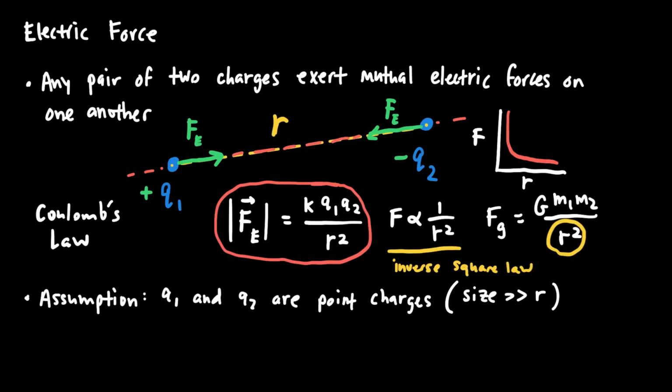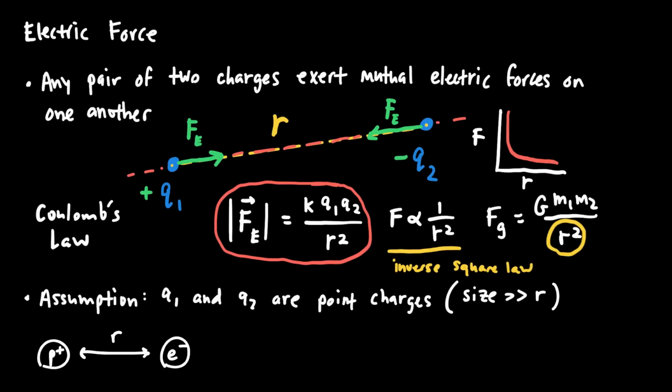One of the assumptions in Coulomb's law is that Q1 and Q2 are point charges. What that means is the size of the charge needs to be much bigger than the separation distance between the two charges. So for a proton and electron, that works out very well. If I have a proton and an electron separated by some measurable distance, then the size of those charges is going to be much smaller than the separation between them.